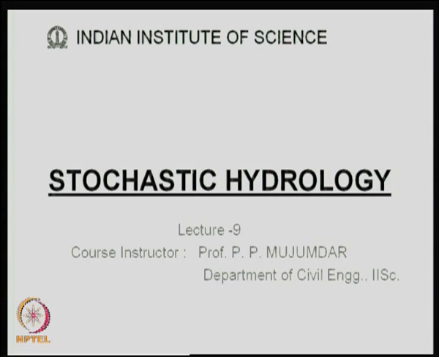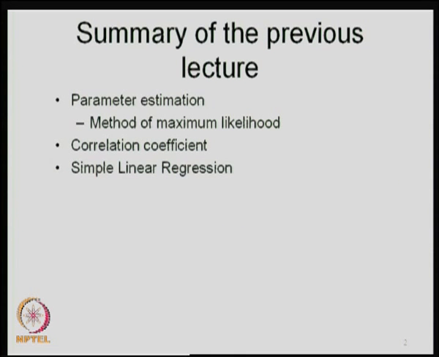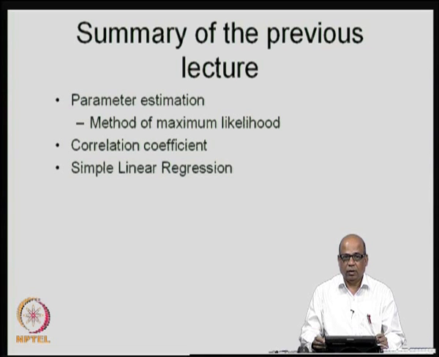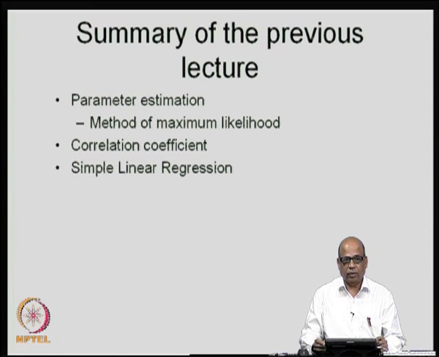If you recall, in the last lecture we started with parameter estimation, especially we covered the method of maximum likelihood. The method of moments was covered in the earlier lecture. In the method of maximum likelihood, we construct a likelihood function given a sample x 1, x 2, etcetera x n, and then we look for that set of parameters theta 1, theta 2, etcetera theta m, which will maximize the likelihood function.